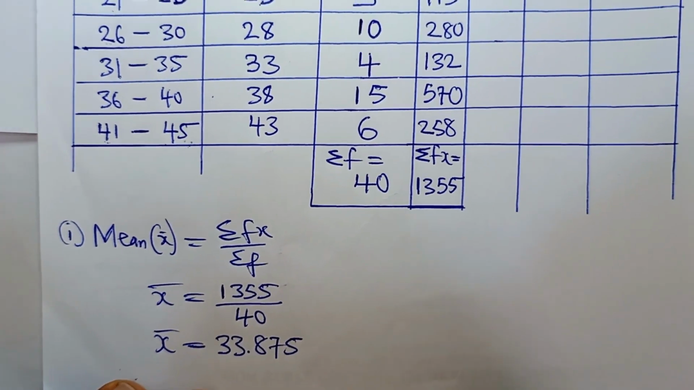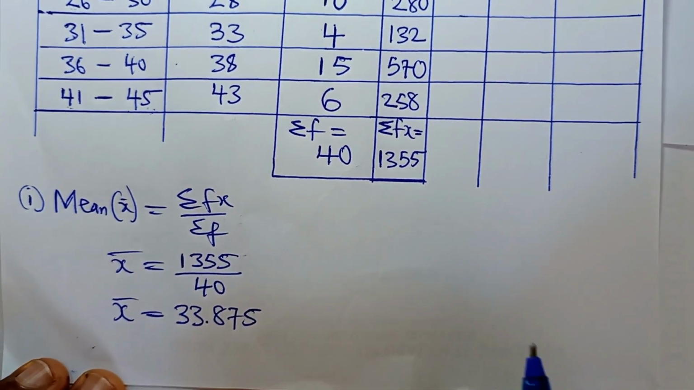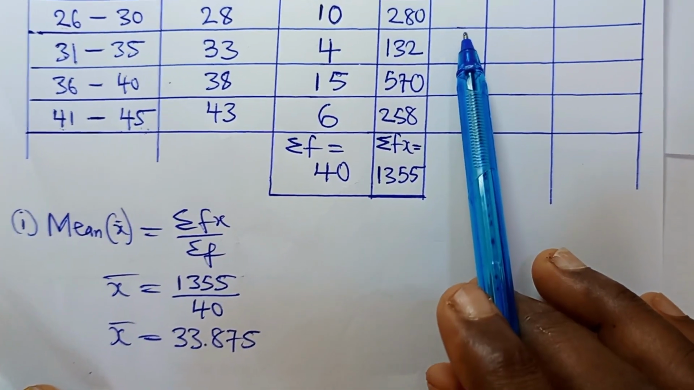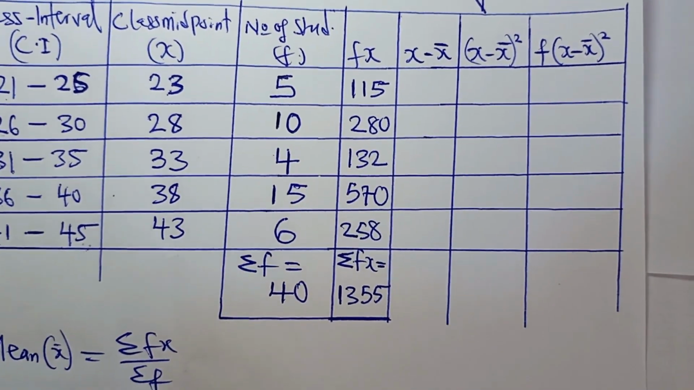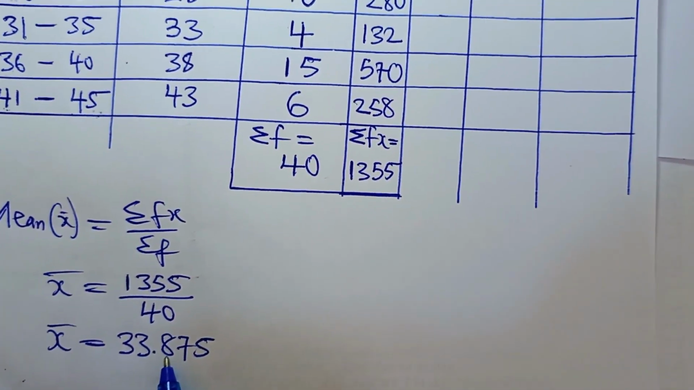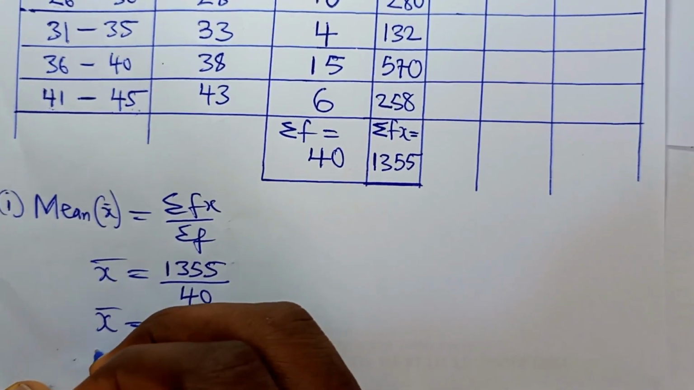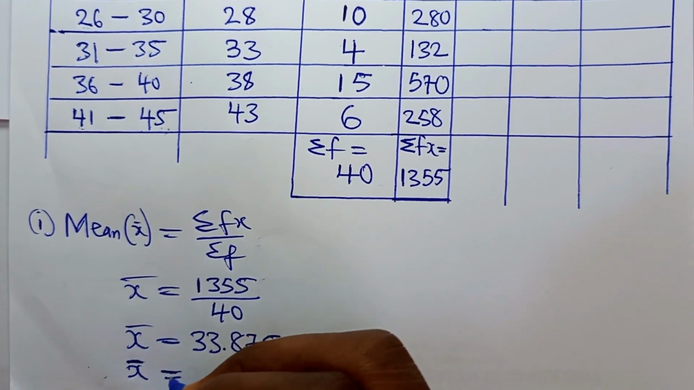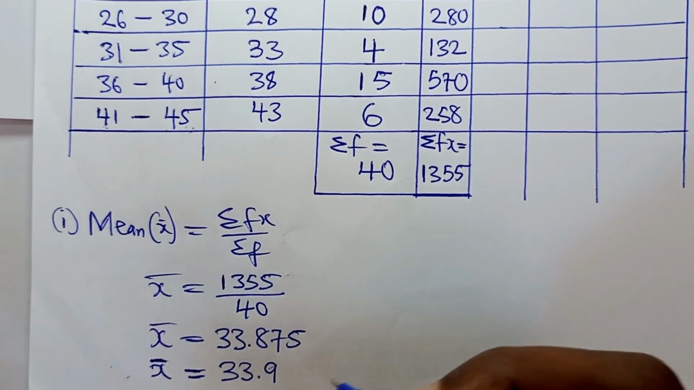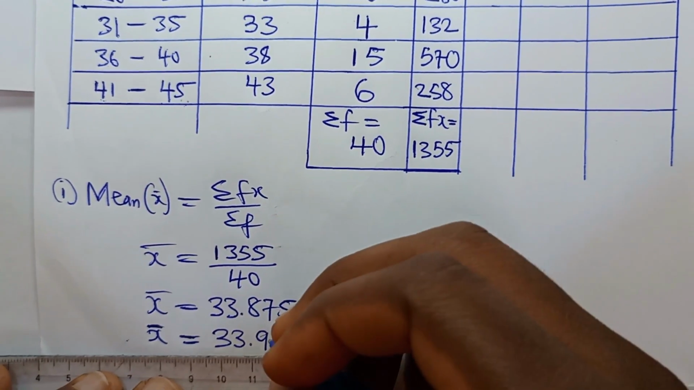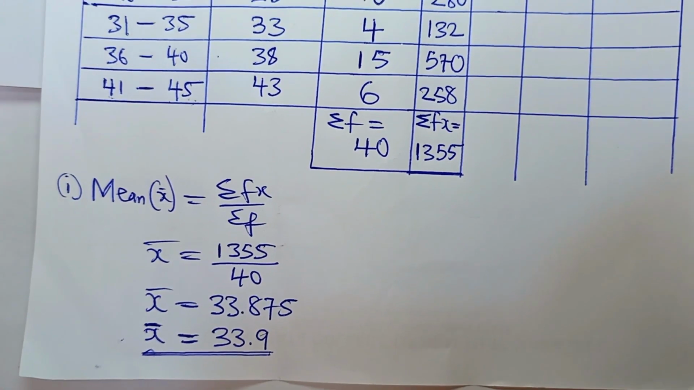33.875. That is actually the mean. But since we are going to be using the values here, and to avoid having large values while calculating this, maybe we approximate this and use it as 33.9. Let's approximate it to 1 decimal place so that the final answer will be 33.9 for mean. So the mean is 33.9. That is the answer for mean. So we have gotten mean.